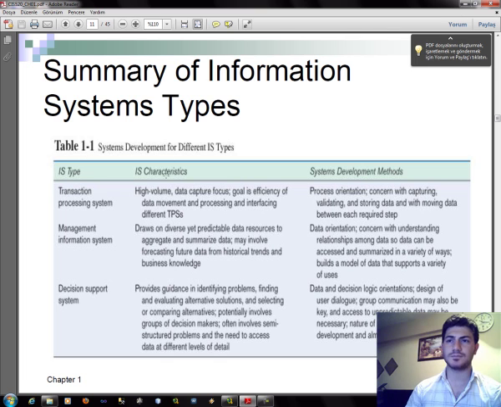Here is the IS type, and here the IS characteristics. For example, the transaction processing system: its characteristics are high volume and data capture focus. The goal is efficiency of data movement and processing, and interfacing different TPSs. And here are the system development methods. The system development method is process orientation, concerned with capturing, validating, and storing data, and with moving data between each required step.